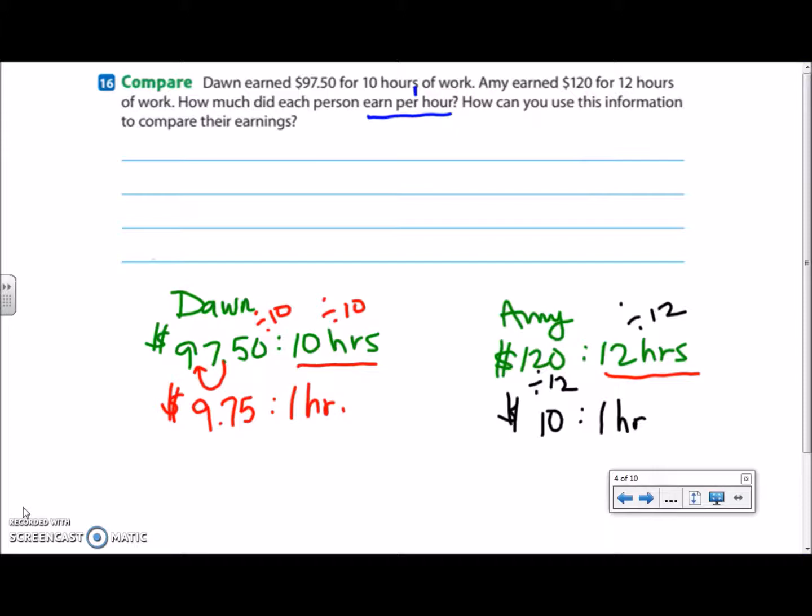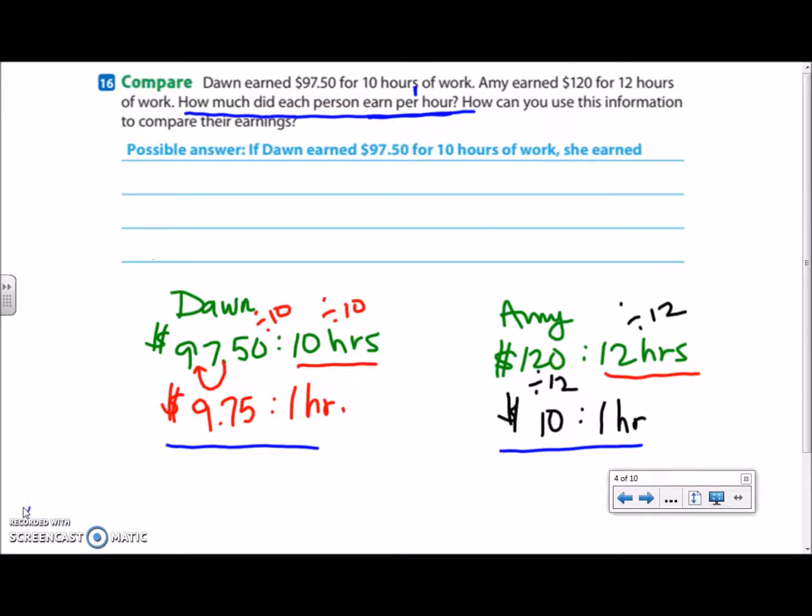So it looks to me like Dawn is making more for every hour that she spends working. No, Dawn is making less for every hour she has spent working, and Amy is making more. Dawn is making $9.75 for every hour, and Amy is making $10 for every 1 hour. We've answered this part of the question. We can use this information to compare their earnings. So I would say that Amy worked longer, but she also made more money because she's making more for every hour.